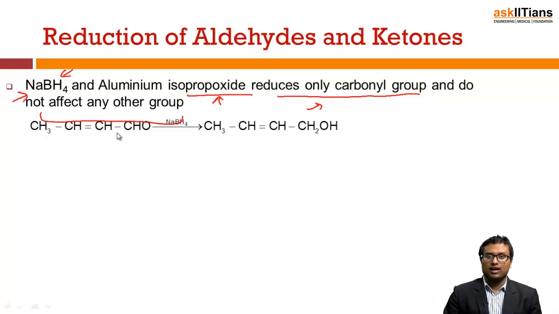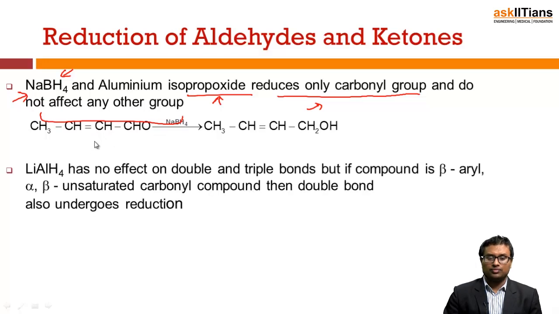One is the reduction of alkene, the other is the reduction of aldehyde. But remember, only the aldehyde is getting reduced to alcohol, and there is no effect on your unsaturated compounds. Lithium aluminium hydride has no effect on double bond and triple bond. But if you have a beta aryl alpha beta unsaturated carbonyl compound, then your double bond also gets reduced.